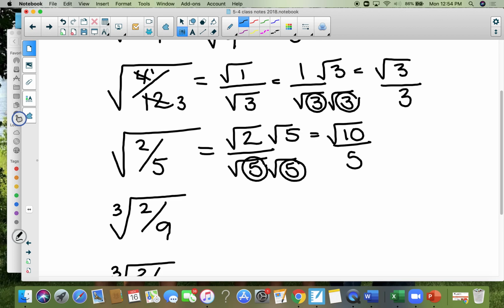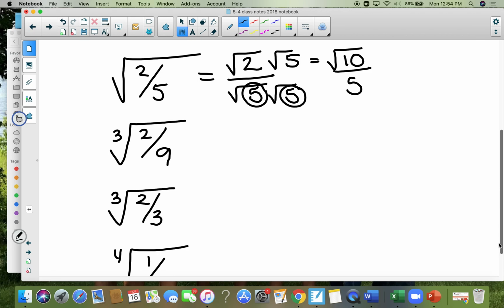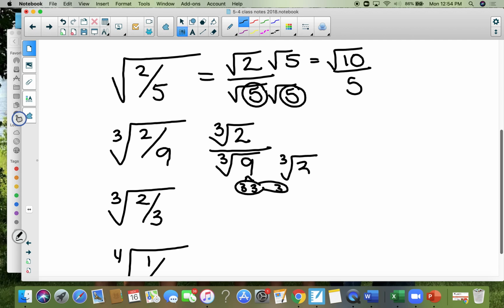Okay, the next one, instead of doing square roots, we're going to do cube roots. Again, split it up. The cube root of 2 over the cube root of 9. I have 2 3's underneath. That's only 2. I need 1 more 3. So I need to multiply the top and the bottom by the cube root of 3.